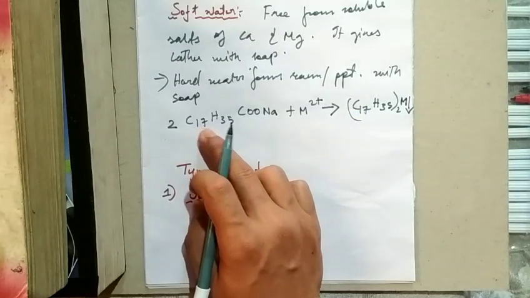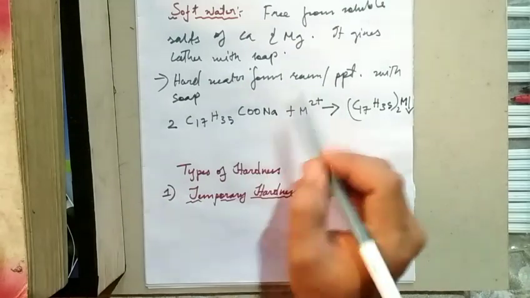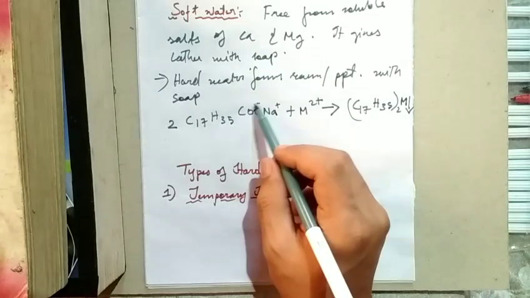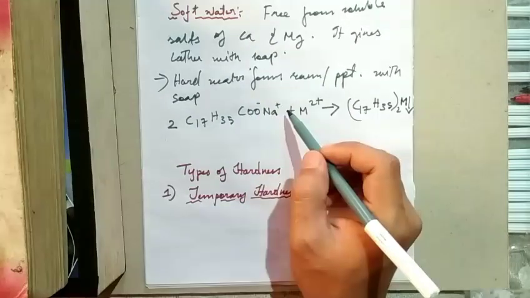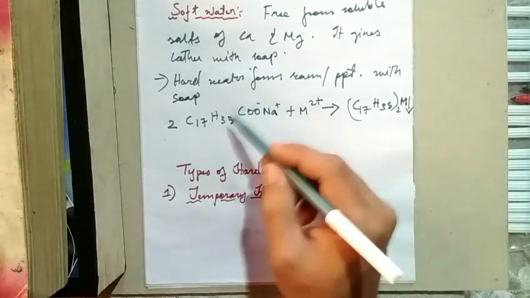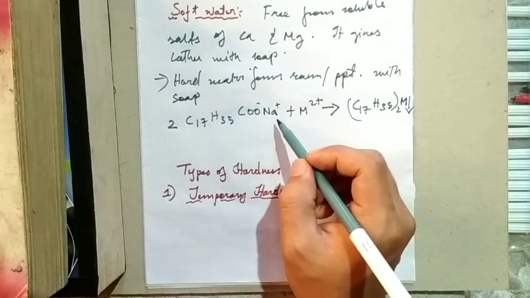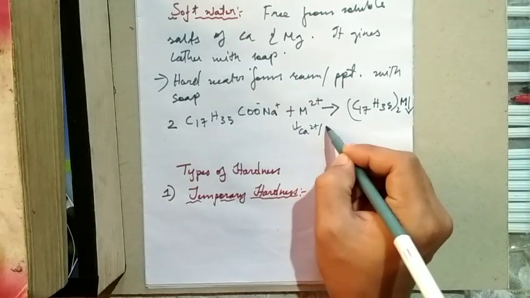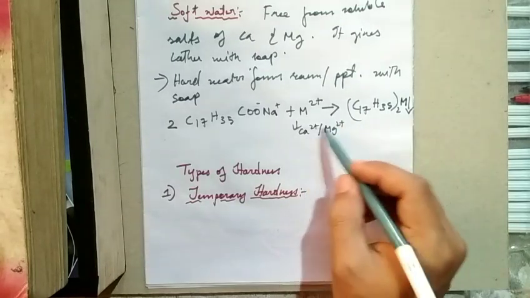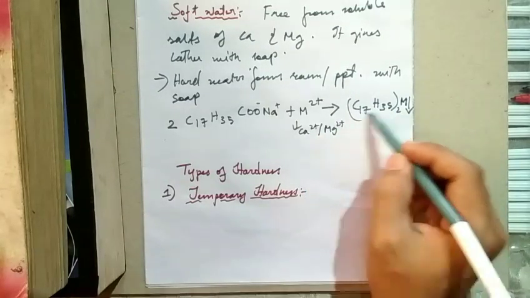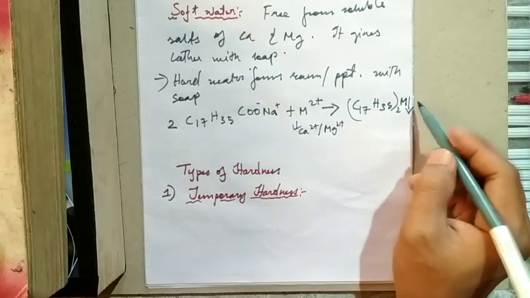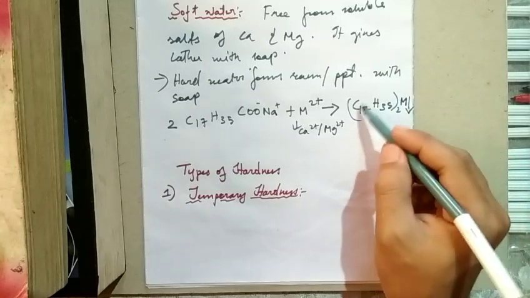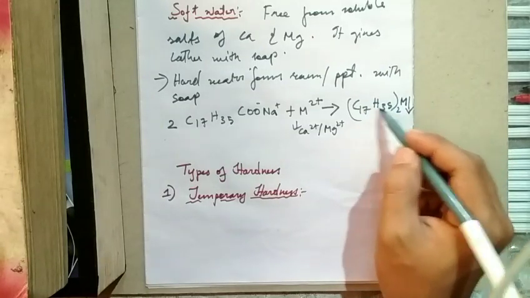Soap is the sodium salt of a long hydrocarbon chain. So this will be positive, this will be negative, and when there is positive and negative, we call it a salt. So soap is a long hydrocarbon chain. In the presence of salt, this M can be calcium or magnesium. So it precipitates, meaning you will get a product. This arrow pointing downward means precipitate, which is insoluble. So you will get an insoluble product.